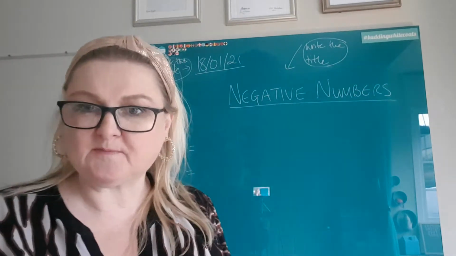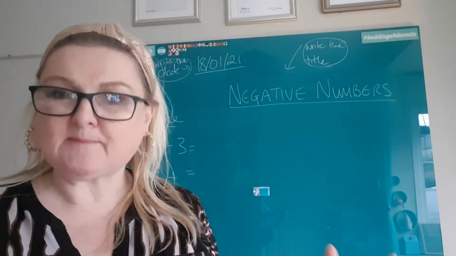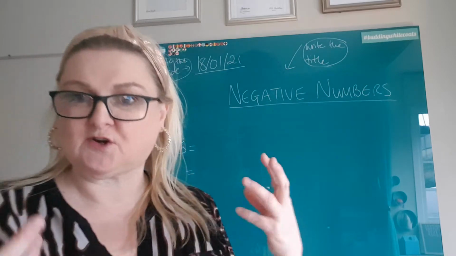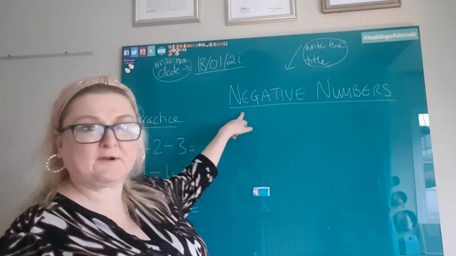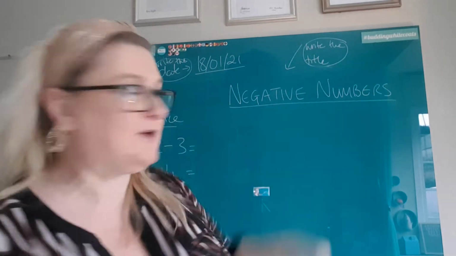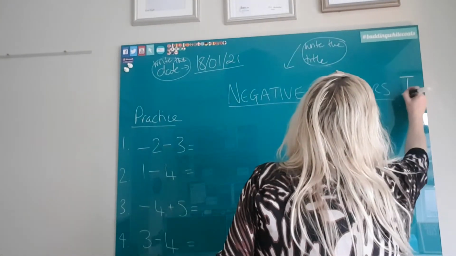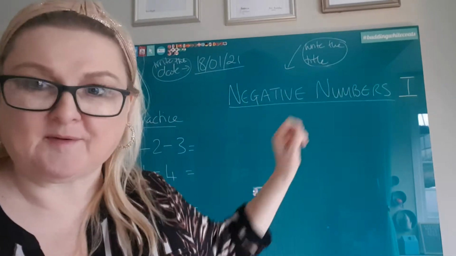When you make notes with my lessons, it's really important that you develop a good set of notes that you can come back to and revise from. So I want you to always put a title, and I will always put this up on the board. This is actually going to be negative numbers number 1, okay?